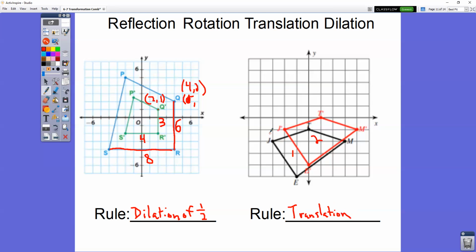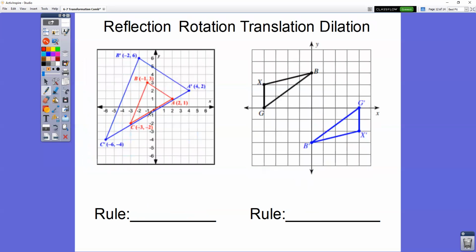Now you can pick any letter to its letter prime. That's the same letter. I'm just going to pick these 2 because they're very close to each other. J to J prime. I'm going from J to J prime. I'm going right 1, up 1.